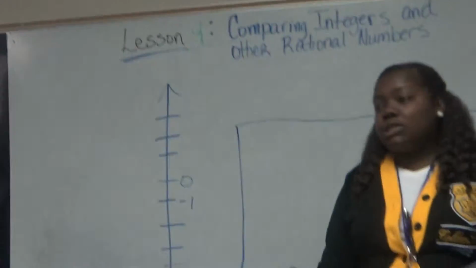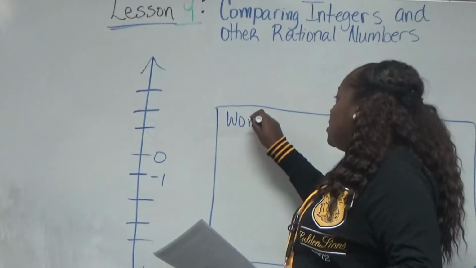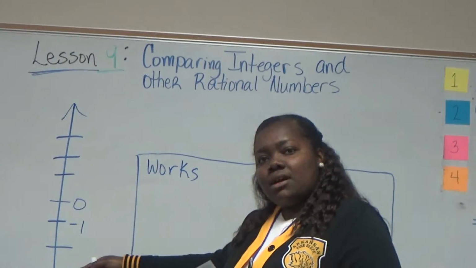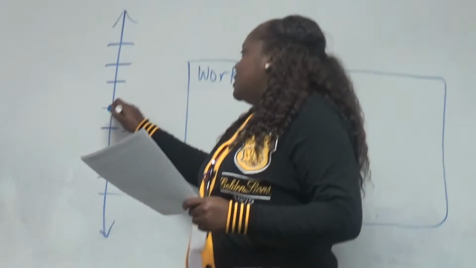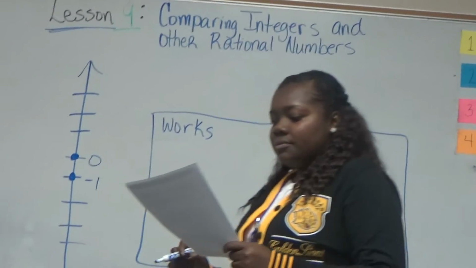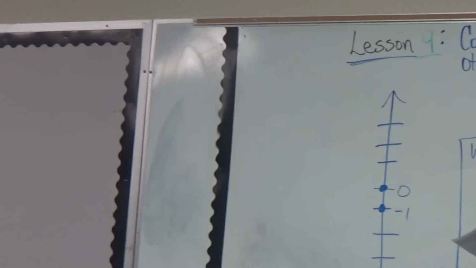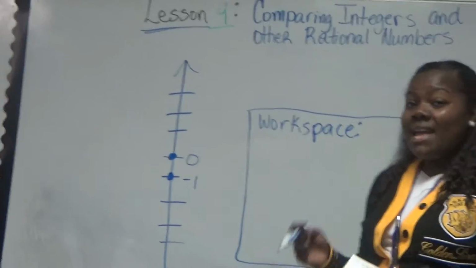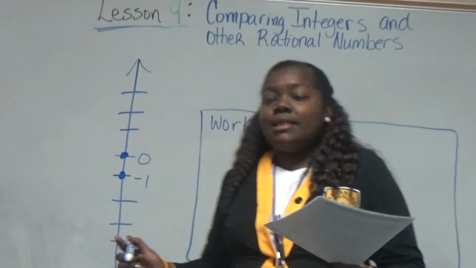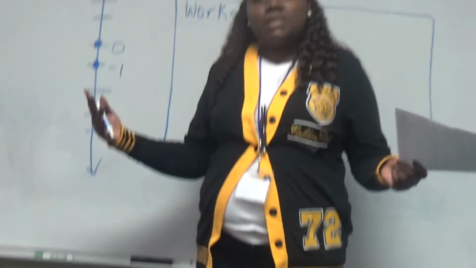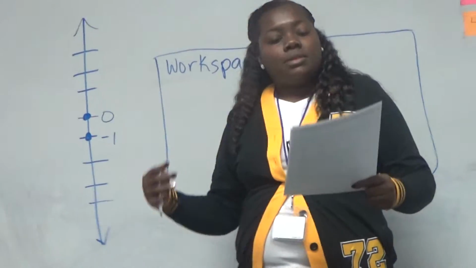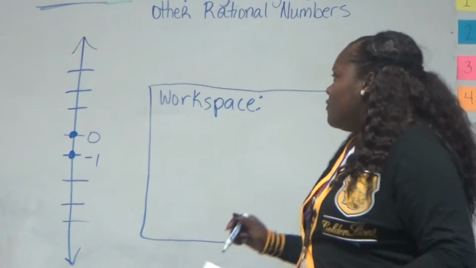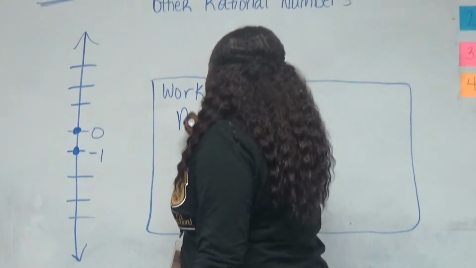Then they give you a box that says workspace. Here's where you're going to write that real world situation. Now remember, this situation has to deal with the points that are represented on this number line, okay? So we have a point at 0, and we also have a point at -1. So in my workspace box, I'm going to make up a real world story that represents these 2 points. Now, what 2 points do I have to represent? The 0 and -1.